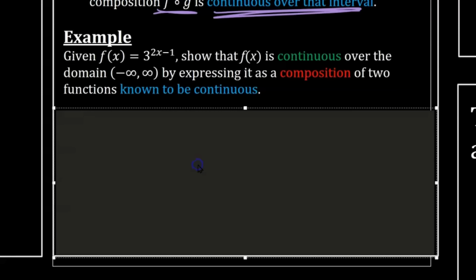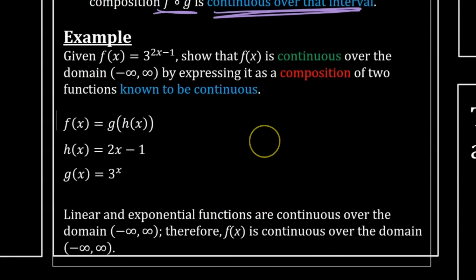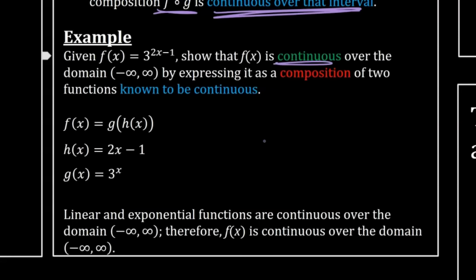Okay, we're going to get rid of our box here. Given f of x is equal to 3 to the power of 2x minus 1, show that f of x is continuous over the domain negative infinity, positive infinity, so basically every real number, by expressing it as a composition. Well, we have a composition here.